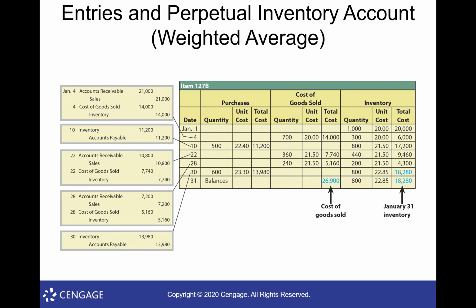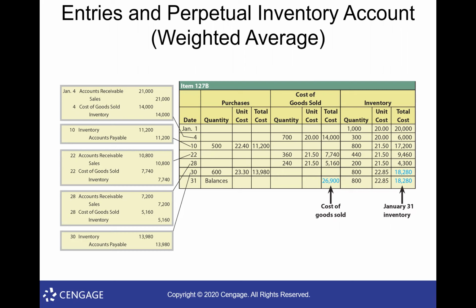On the 28th, I sell 240 more, still at an average cost of $21.50, and I still have 200 remaining at $21.50. And on the 30th, I purchase 600 more, so I take the 200 plus the 600, which gives me 800 total units. I take the 4,300 plus the 13,980, which gives me a total cost of 18,280. Divide 18,280 by 800 to get a new average cost, and I use that one.